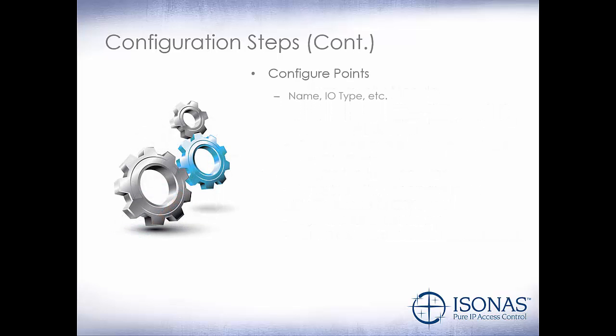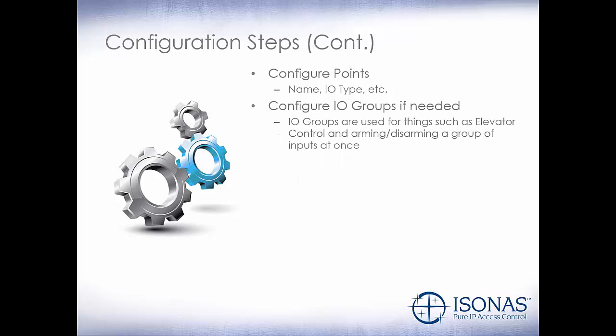Next, we need to configure the points. We're going to configure them with a name, an IO type, etc. And we'll see all the configuration options when we jump into the software. We'll need to configure IO groups if needed. IO groups are used for such things as elevator control and arming/disarming a group of inputs at once.